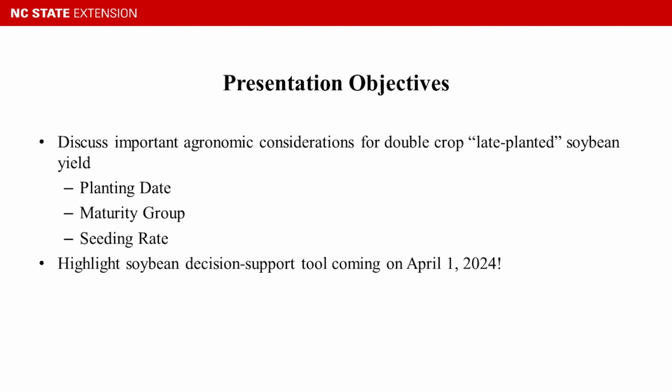So knowing that background, the objectives for the presentation today are to talk about some core soybean agronomics, and I think it's a true reflection of soybeans planted in late planting situations. For planting date, maturity group, and seeding rate, we'll talk about each of those topics, and then we'll highlight a decision support tool that's coming out in early April of this year that's going to help you make management decisions on double crop acres, but also all of your soybean acres.